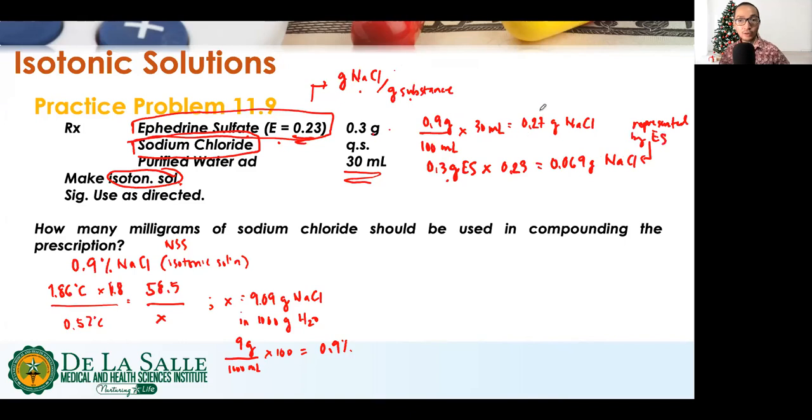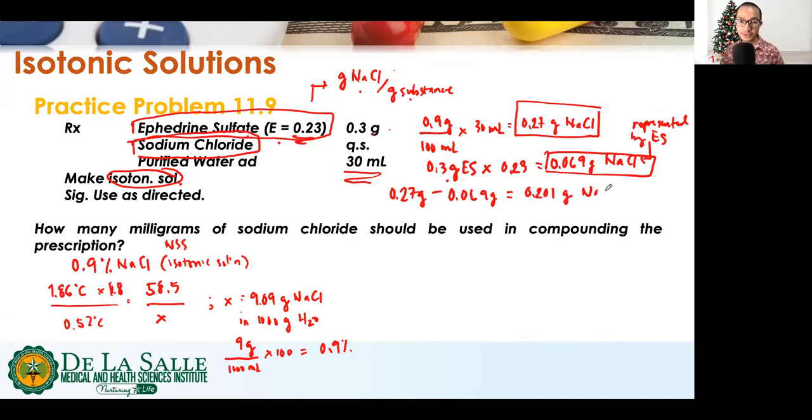Now, if we want 0.27 gram of sodium chloride in the solution to make it isotonic, and ephedrine sulfate represents 0.069 gram of sodium chloride, then the amount of sodium chloride that will be added to make the solution isotonic is only the difference between 0.27 and 0.069 gram. And so the answer should be 0.201 gram. This is the amount of sodium chloride needed to make the solution isotonic.